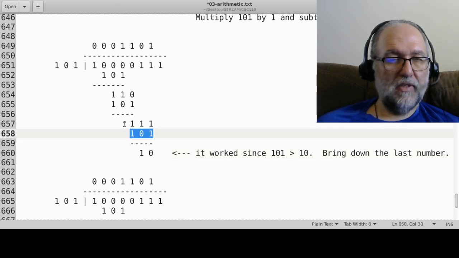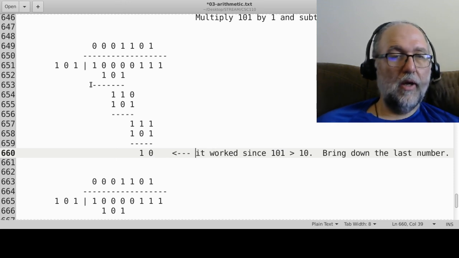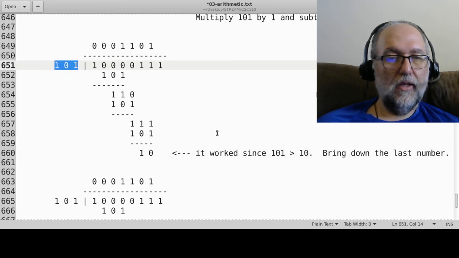That's 7, that's 5. 7 minus 5 is 2 in decimal. Okay, did it work? Yes. 10 is smaller than 101. Decimal 2 is smaller than 5. All right, so it worked.